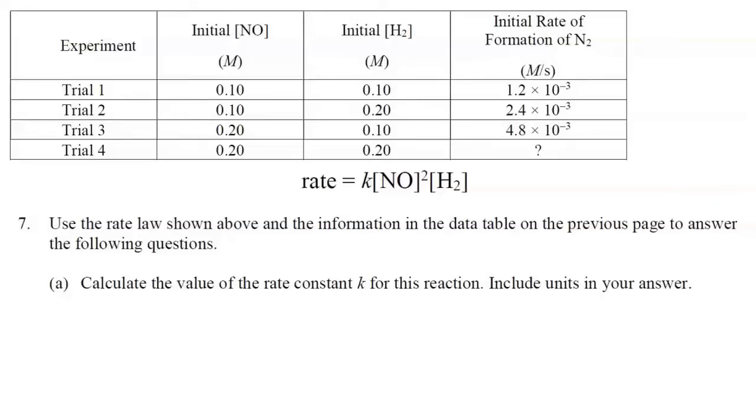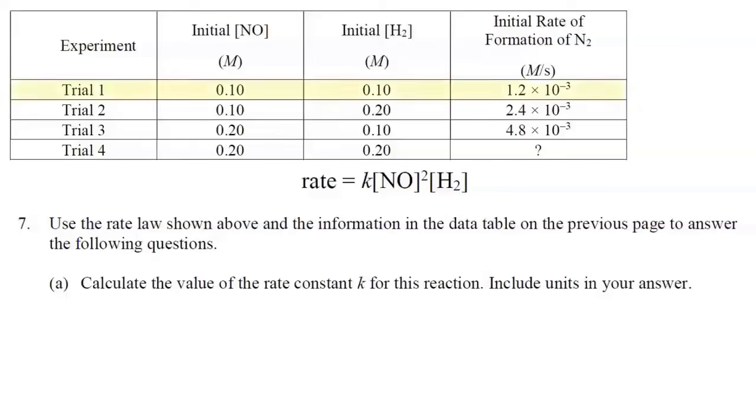Question 7 says the following: use the rate law shown above and the information in the data table on the previous page in your packet to answer the following questions. Part A, calculate the value of the rate constant k for this reaction. Include units in your answer. So we already have the rate law. The rate law is written as rate equals the rate constant k times the initial concentration of nitrogen monoxide squared times the initial concentration of hydrogen.